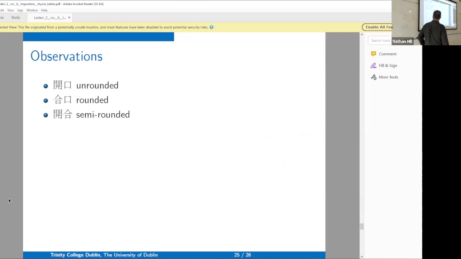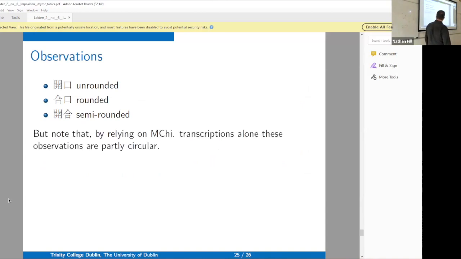I've gone through this already, but we have unrounded, rounded, and then what I'm calling semi-rounded, although we're going to pretend those don't exist. And now I just want to make a methodological observation that I have made before in a way. I'm showing you these transcriptions especially for the benefit of you who can't read the Chinese characters. But even if you can read the Chinese characters, you're probably not reading them in your mind as Middle Chinese. So I think the transcriptions are helpful. But of course, showing the transcriptions to show you what the document is showing you is circular, right?